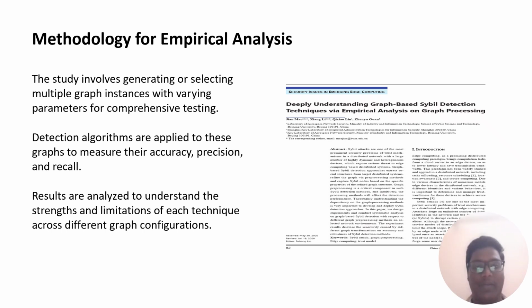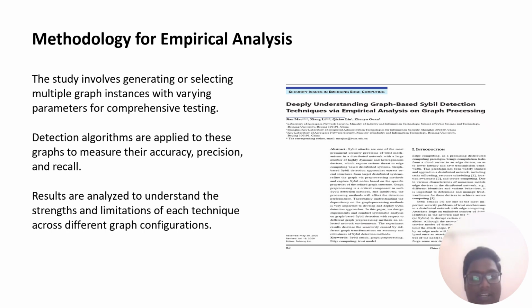Methodology for empirical analysis. The study involves generating or selecting multiple graph instances with varying parameters for comprehensive testing. Detection algorithms are applied to these graphs to measure their accuracy, precision, and recall. The results are analyzed to understand the strengths and limitations of each technique across different graph configurations. I'm reading the second time of this slide to understand quickly.